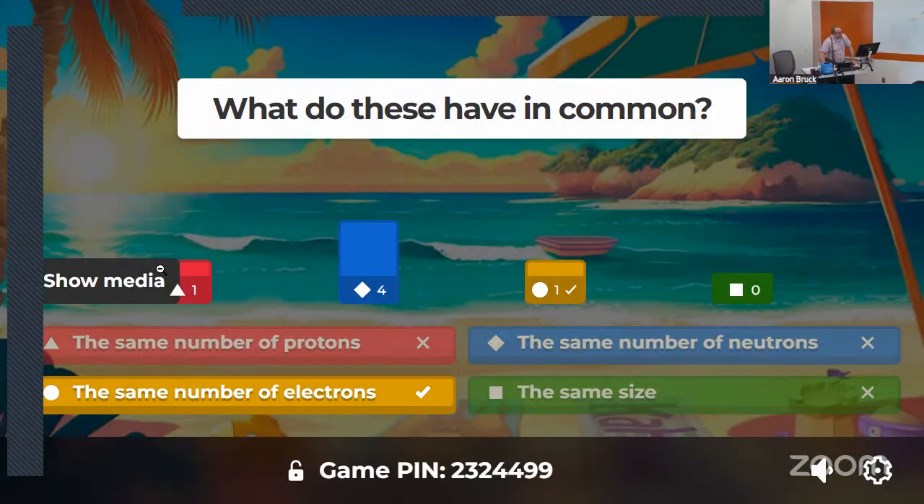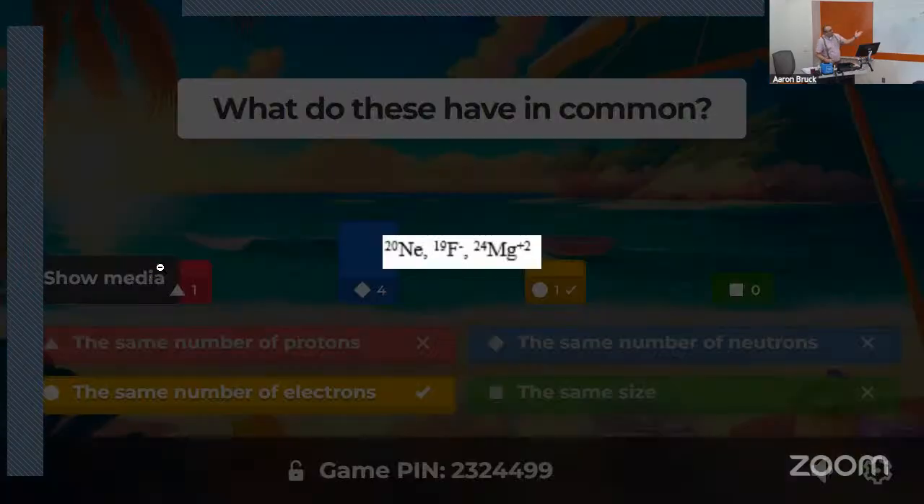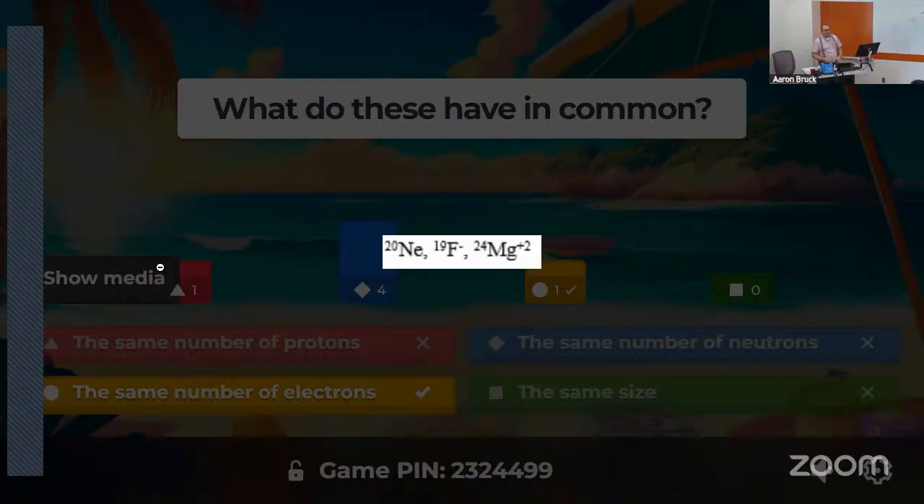Okay, so we have three different elements here. We know that the number of protons cannot be the same. They're three different elements. The thing that makes an element is the number of protons. So the fact that they're all different elements means they all have different numbers of protons. So maybe they have the same number of neutrons. Well, this is neon 20.